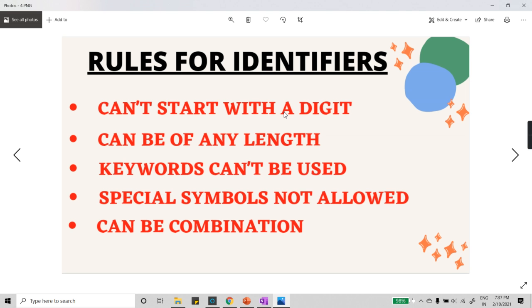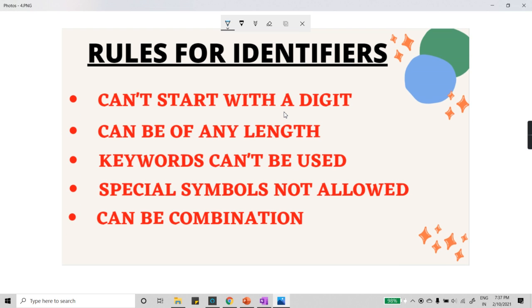Okay, so basically here we have a slide in which I have written the rules for writing the identifier. The first rule is that identifiers cannot start with a digit, or you can just take it as a name for a variable. So here you cannot start an identifier or variable with a digit. Second, they can be of any length. You can make a variable of even one character and you can take it up to hundreds and thousands of characters. No issues with that, right?